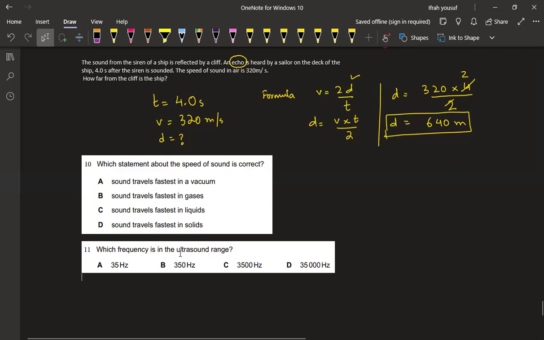Acha, which frequency is in the ultrasound range? Ultrasound is the sound that is greater than the human audible range. The maximum limit of human audible range is 20,000 hertz. So ultrasound is greater than 20,000. Which frequency in the following is the ultrasound? 35, 350, 3,500, or 35,000? 35,000. Good.